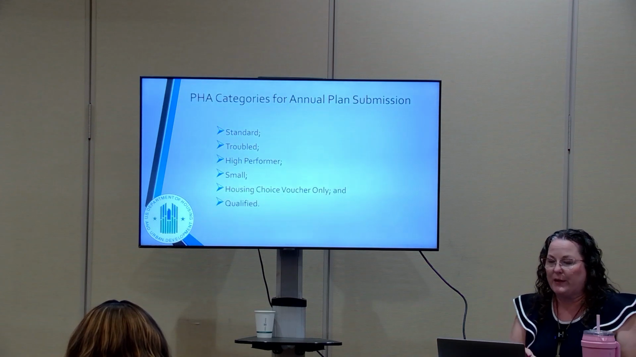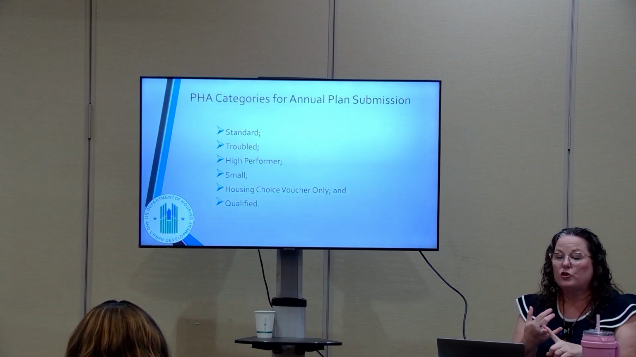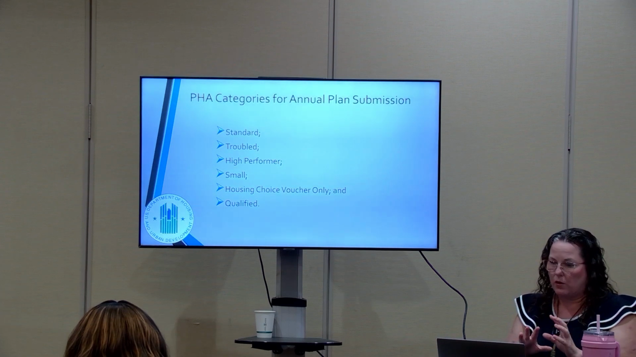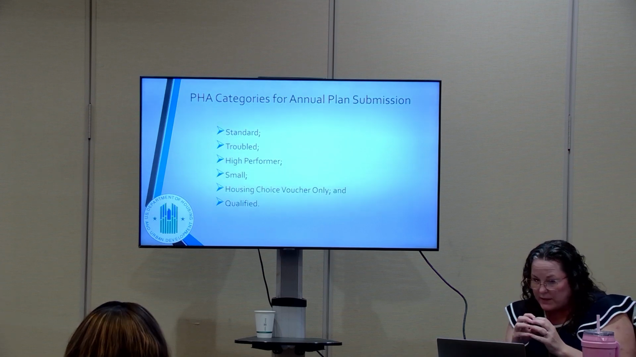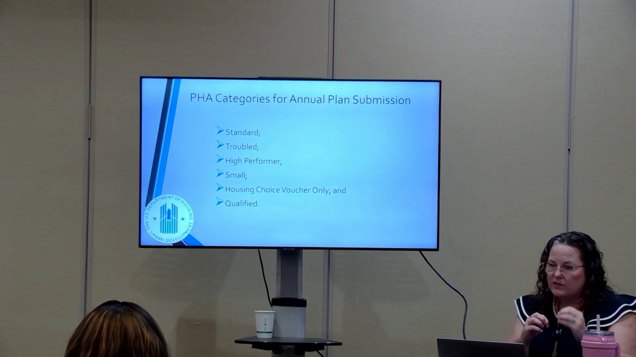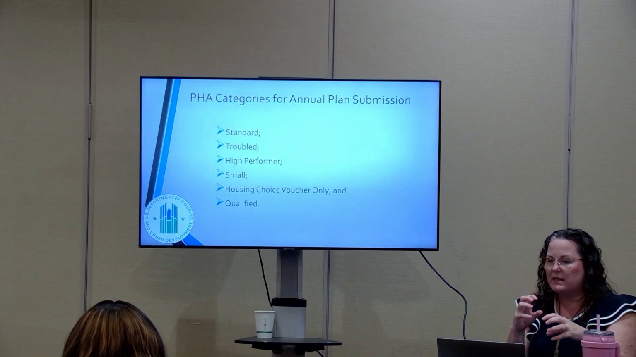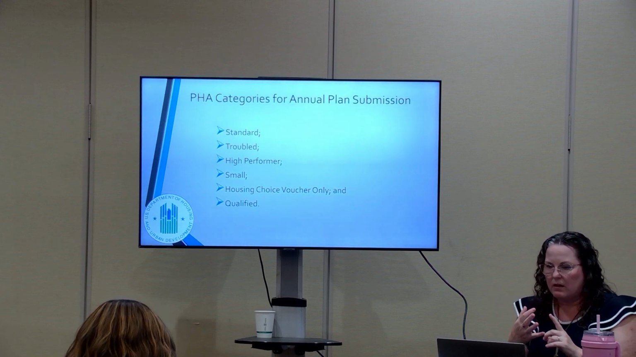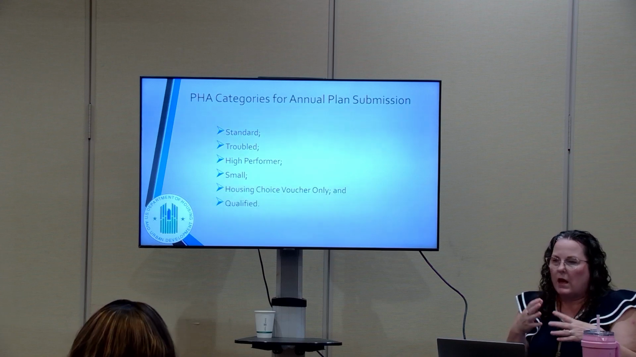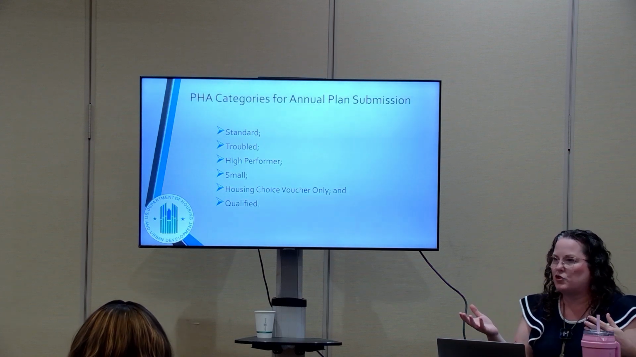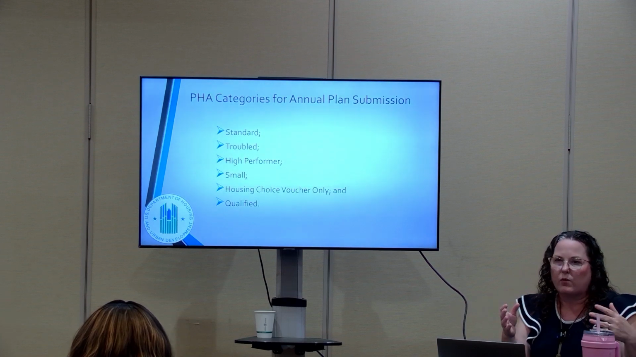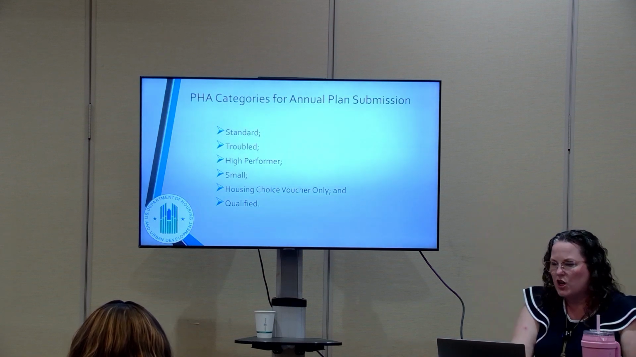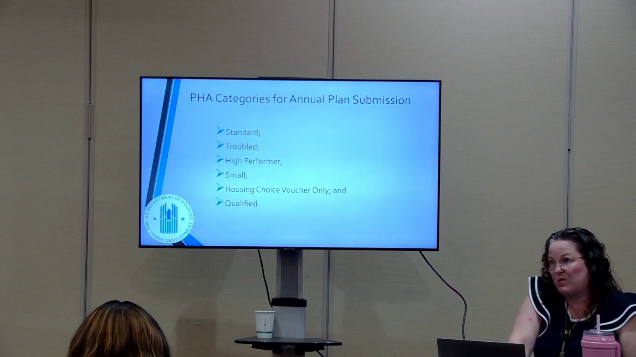So what are the different categories for doing your annual plan submission? So they're standard, troubled, high performer, small, housing choice voucher only, and qualified. So the qualified, we know, are those small ones that are not troubled or substandard. So you can see from this list, you might have people that fall into multiple categories. You could be small and a high performer, and you could be qualified. So in those cases, you actually have the choice of which one you want to do. If you fall into multiple categories, you choose which one you want to submit, and that's fine. And in the portal, you'll have the options for the different tabs. So you just choose the right one. You can look at them first and decide which one you want to do.